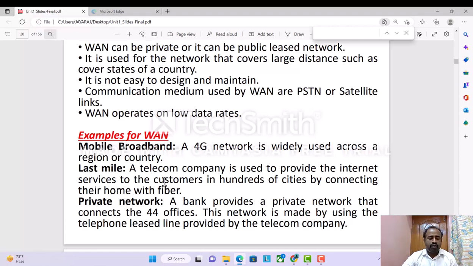Then how this communication is established: telecom companies provide internet services to customers through their mobile phones or personal connecting devices, and from their homes they use fiber optic cables. Then a private network: the bank provides it, connecting the various branches, and they can be used as a single particular line. If they are using a private line for their purpose, it can be private or public, both are possible here.